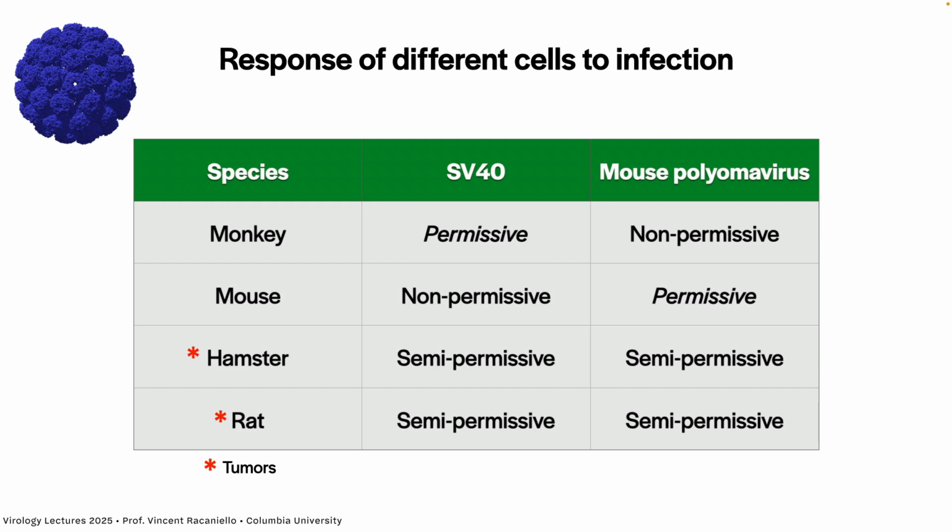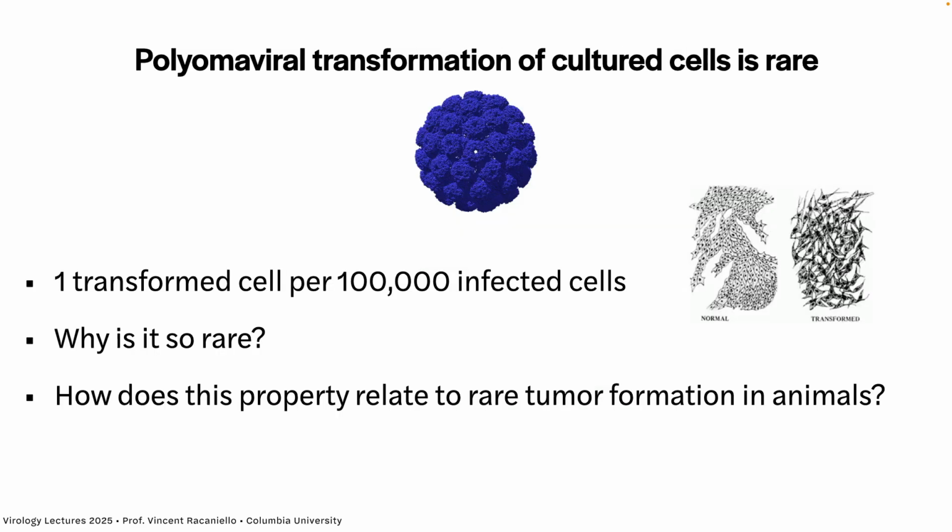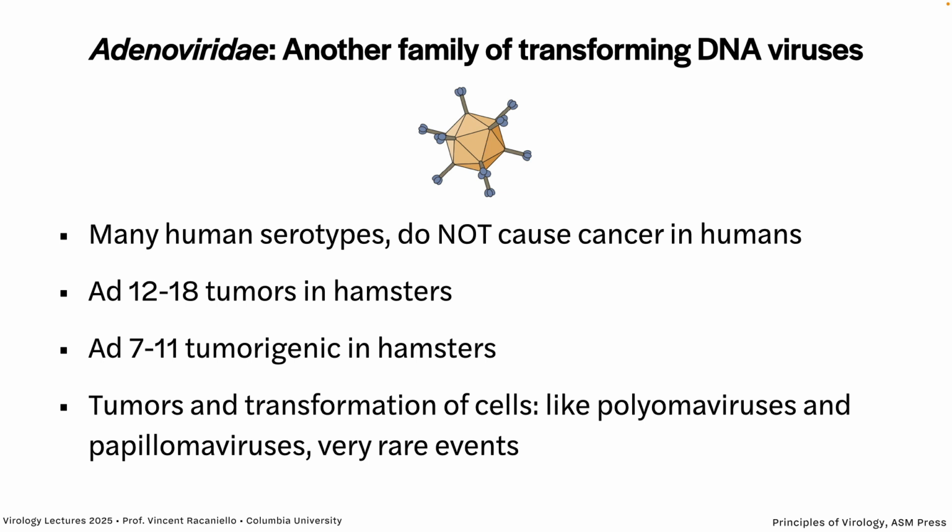SV40, adenovirus, early proteins. Now, when you infect cells with these viruses, transformation is pretty rare, about 1 in 100,000 infected cells. Why is it rare and how does it relate to tumor formation? We're going to explore that right now. First, though, we have to look at one more family of viruses, the adenoviruses, which do not cause cancer in humans, but certain serotypes are tumorigenic in hamsters. And again, like polyoma and papillomaviruses, transformation in tumors are very rare events.